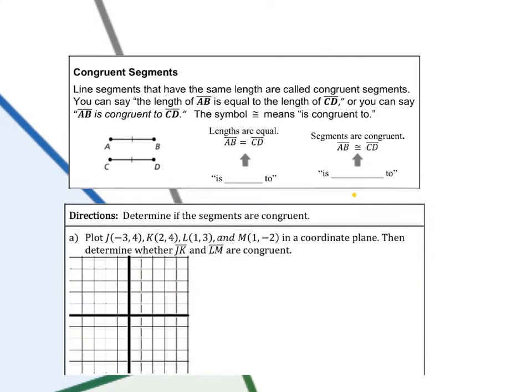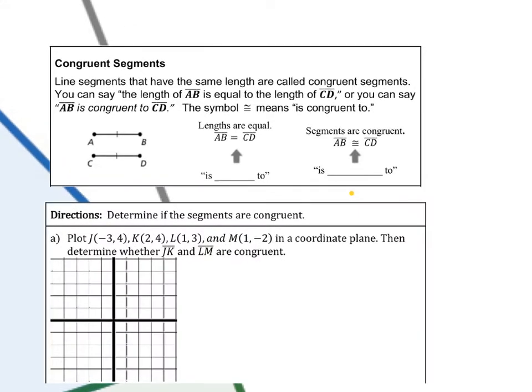And then when we're talking about segments, we're going to be really interested in segments that are the same length. We like things to be the same length. The term for that is congruent segments. So two segments that have the same length are congruent. If we can say that AB is equal in length to CD, these two line segments are the same length, we say they're congruent. And the symbol for congruent is this little guy, a little equal sign with a little squiggly over it.